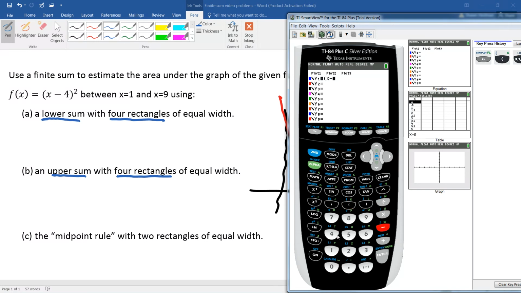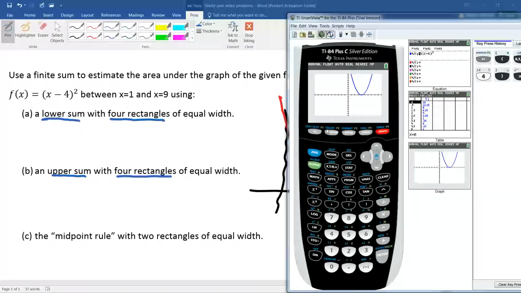(x minus 4) quantity squared. There's our function. And if we want to, we could use a graphing calculator to graph this. We know what this looks like. There it is. But another feature of this calculator we can use is the table tools.